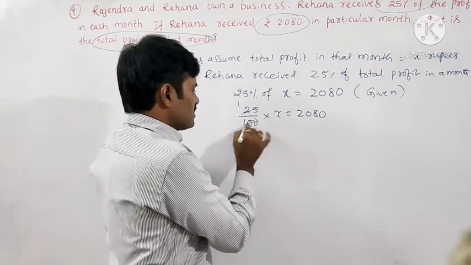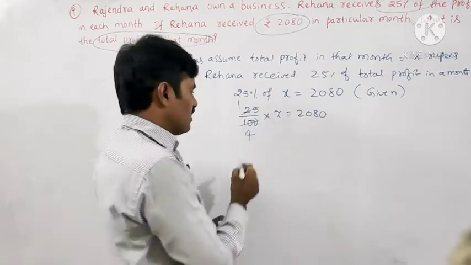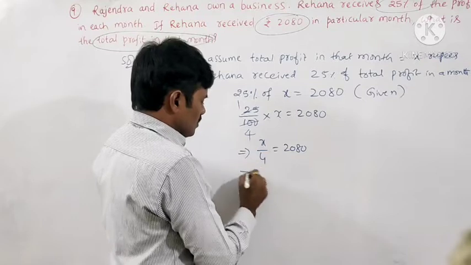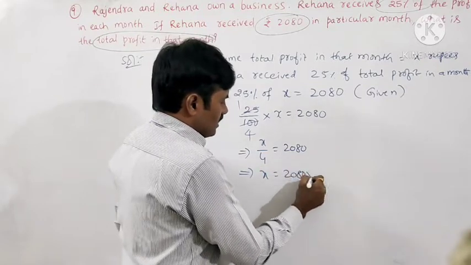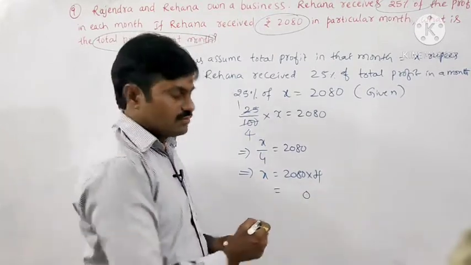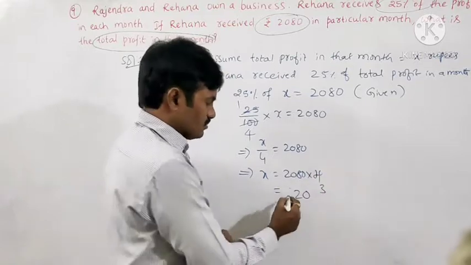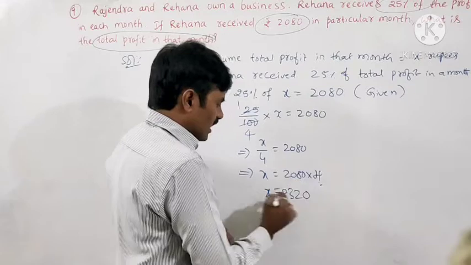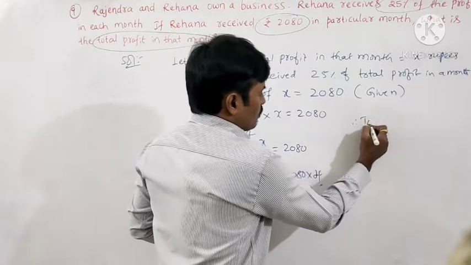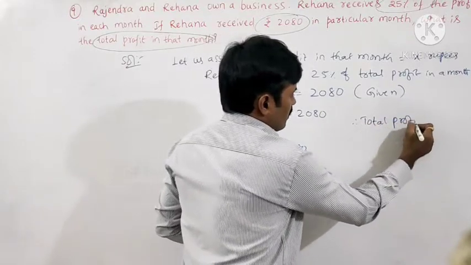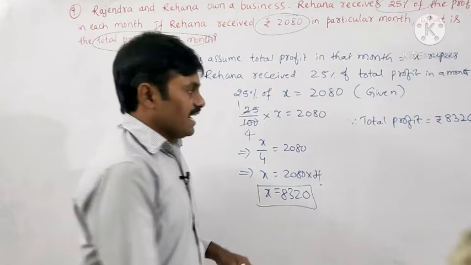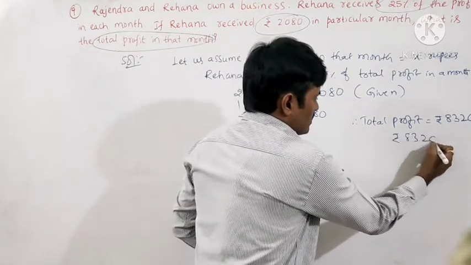Clearly 100 is divisible by 25, so 25 divides 100 four times. So X by 4 is equal to 2080. So X is equal to 2080 into 4. 4 zeros are 0, 4 eights are 32, 4 twos are 8, so 8,320 rupees. Here X means total profit. Therefore the total profit is equal to 8,320 rupees.